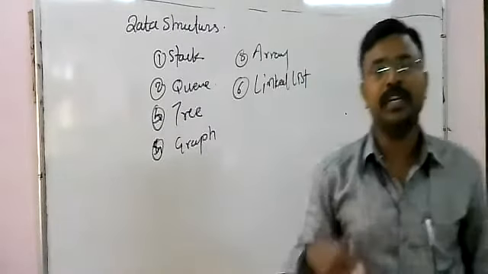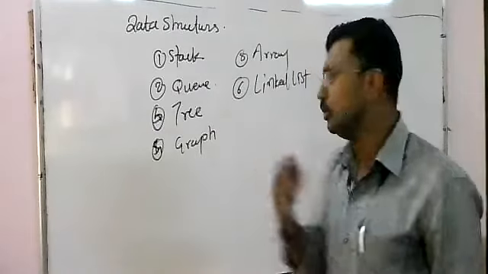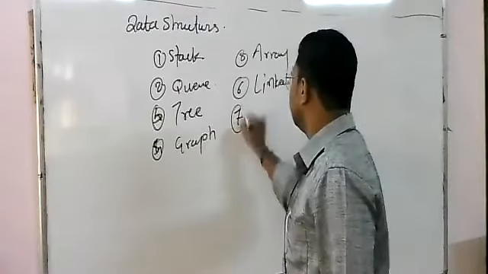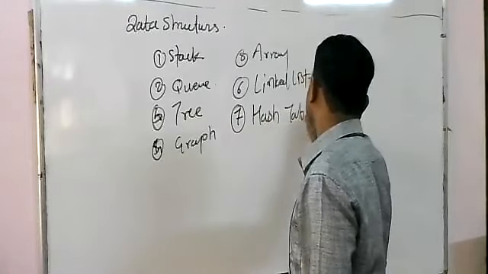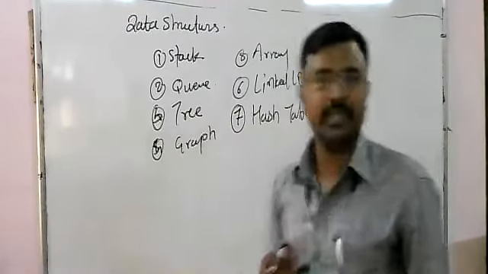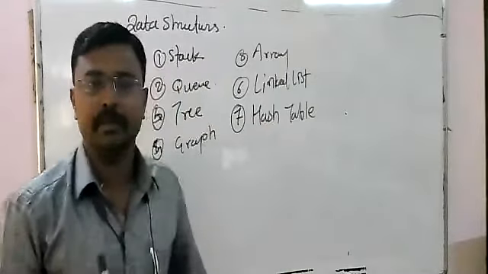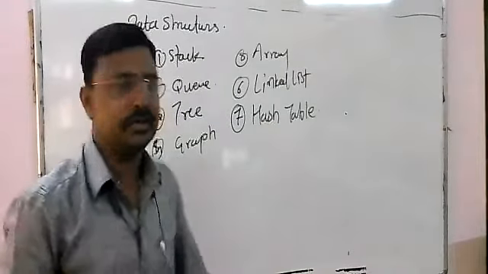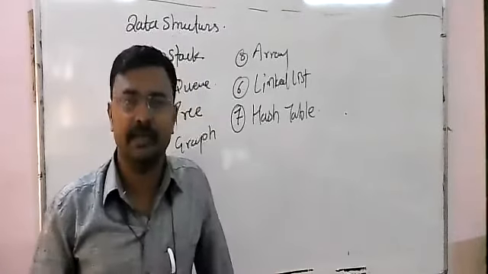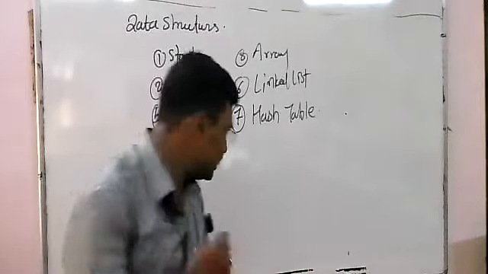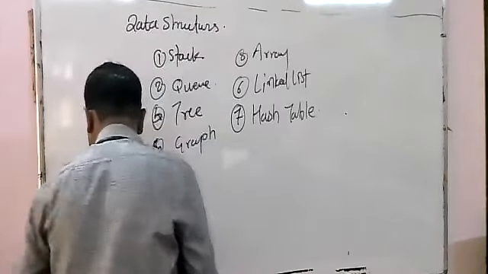And one more data structure that is used, the seventh data structure, is the hash table. So today we are going to see a new data structure, that is nothing but the hash table. Okay, so what is there in a hash table?